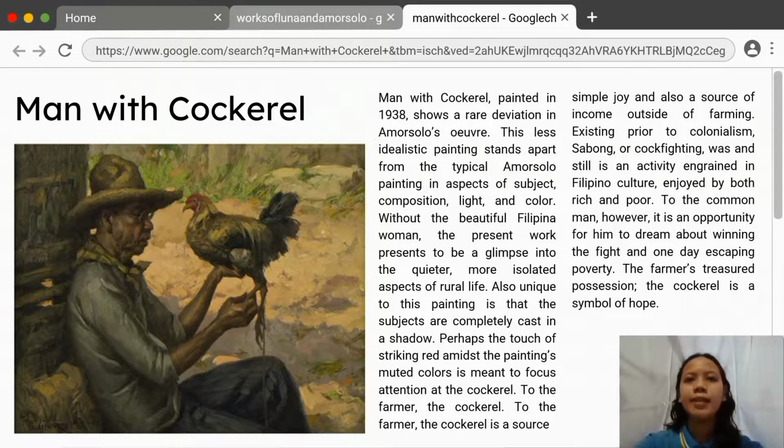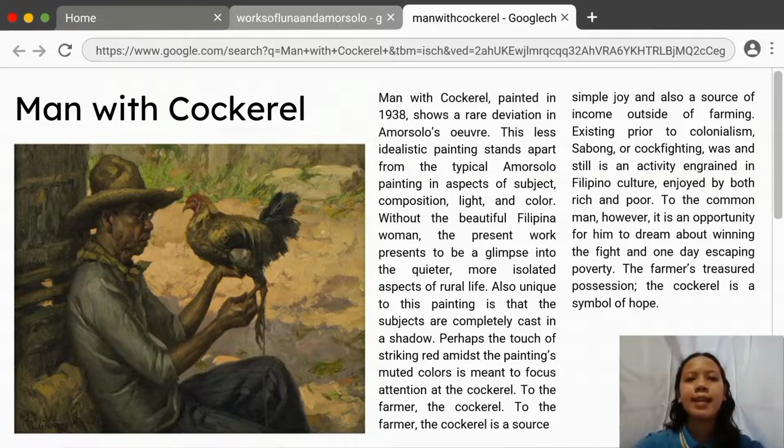Man with Cockerel, painted in 1938, shows a rare deviation in Amorsolo's oeuvre. A unique painting in which the subjects are completely cast in shadow. Perhaps the touch of striking darkness amidst the painting's vivid colors is meant to focus attention on the cockerel. For the farmer, the cockerel is a source of simple joy and also a source of income outside of farming. The farmer's treasured possession, the cockerel is a symbol of hope.